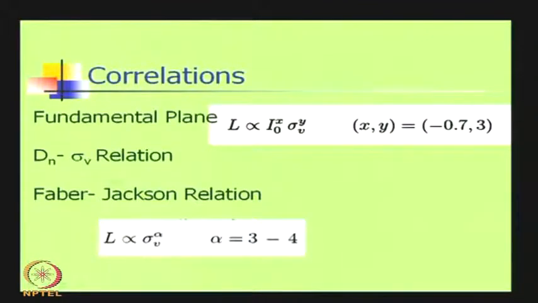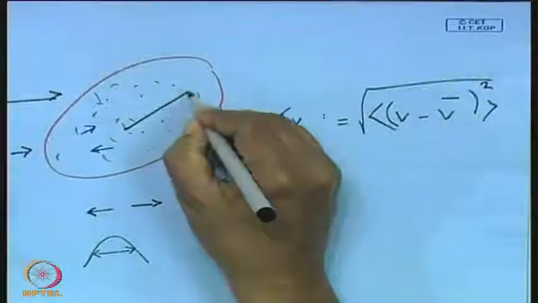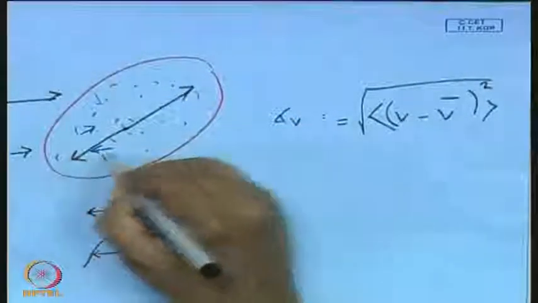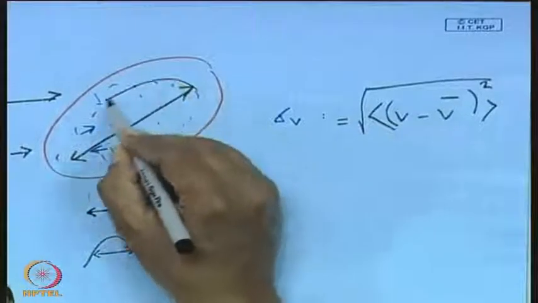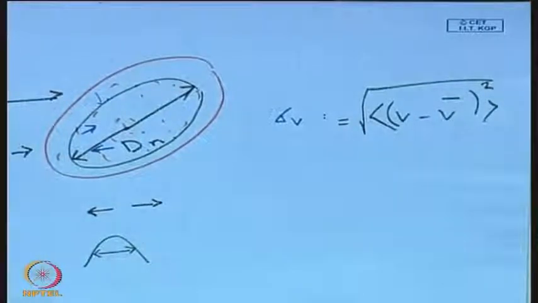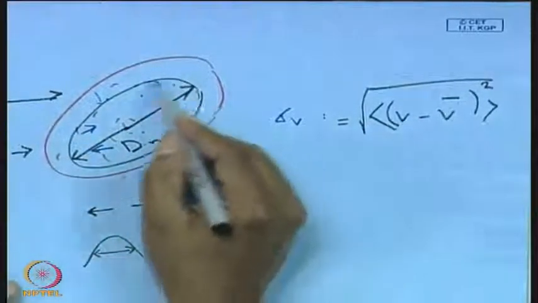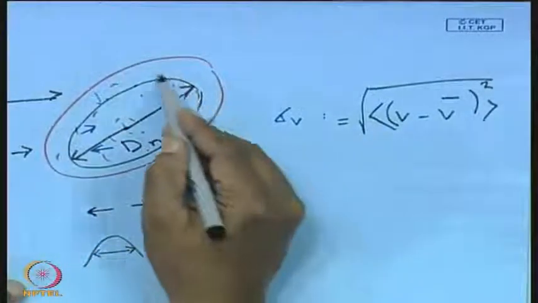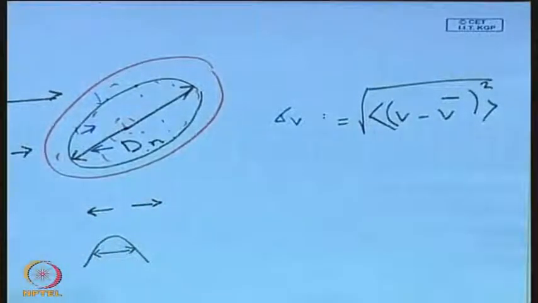Another possibility is what is called the Dn-sigma relation. Dn is the diameter of the galaxy, and it is defined in such a way that the average specific intensity inside this radius has a particular value. So, you have an image of a galaxy, you find the diameter inside which the mean specific intensity has a particular value. Okay. And it is found that that is related to the velocity dispersion.